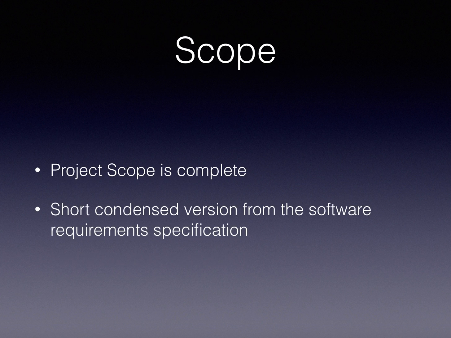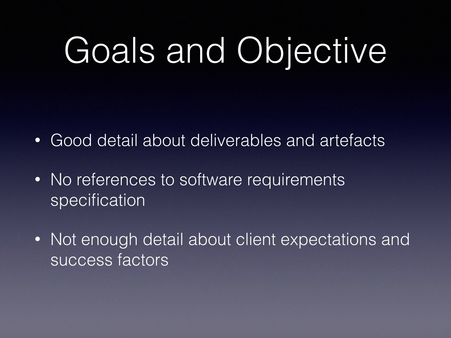So to get on with it, I'm going to talk about the scope given in the document. The project scope was quite complete. It was just basically a short condensed version from the software requirement specification. The goals and objectives in the document gave good details about the deliverables and the artifacts of the software engineering process, but gave no references to the software requirement specification document, which is where the project was given a fair bit of detail. There was not enough detail given about the client expectations and success factors.